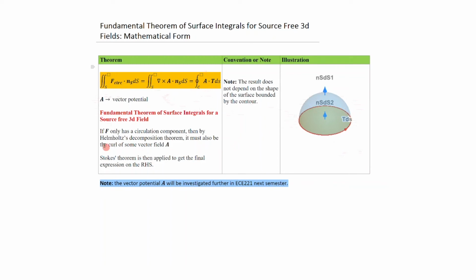Okay, so this is just a summary. The other thing I want to make note of is that this vector potential A, which up to now is just some entity you haven't even seen before, will be investigated in more detail in EC221, the electromagnetics course, next semester.